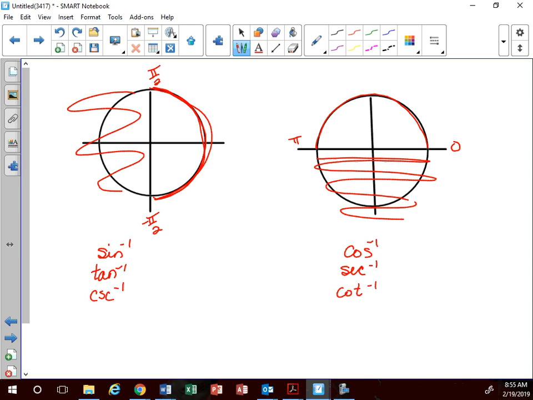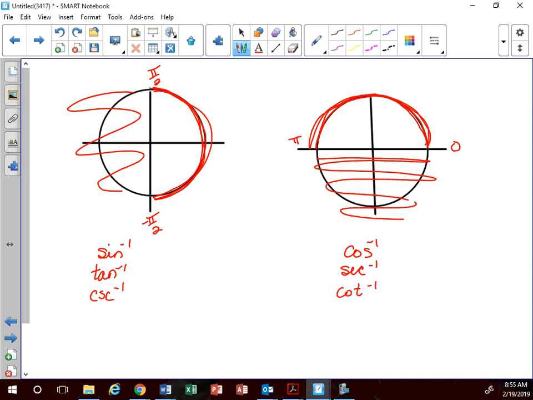So does the third quadrant ever get used? Nope. No love for the third quadrant. It gets ignored. Okay? So again, these are your only answers from negative pi over 2 to pi over 2, and from 0 to pi. That's all we can think about.